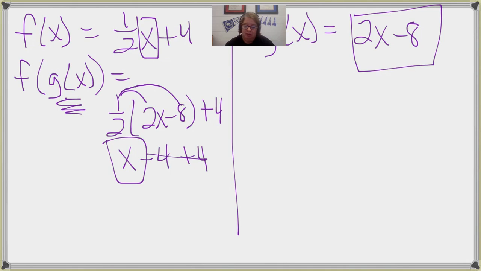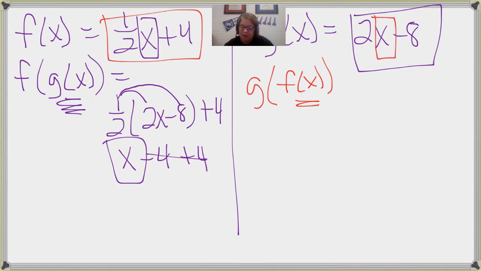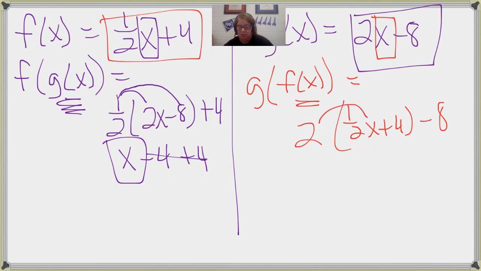Move to the other side. And now we're going to look, because they both have to cancel out, right? Not just one side, but both. So now we have g of f of x. Start with f of x, which is 1/2 x plus 4, and plug it into g. 2, replace the x with 1/2 x plus 4, bring down your minus 8. Distribute. 2 times 1/2 is 1. 2 times 4 is 8. Bring down your minus 8. What happens? The 8's cancel, and all you're left with is x.